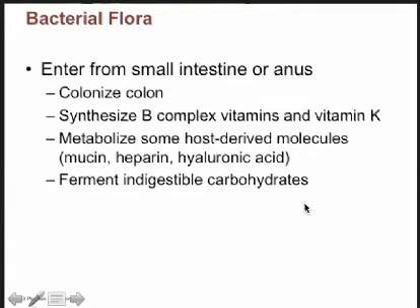Basically, hyaluronic acid is a major component of extracellular matrix tissue. Heparin is an anticoagulant, and mucin is, again, primarily there to, I'll have to get back to you on that. Let me double check.